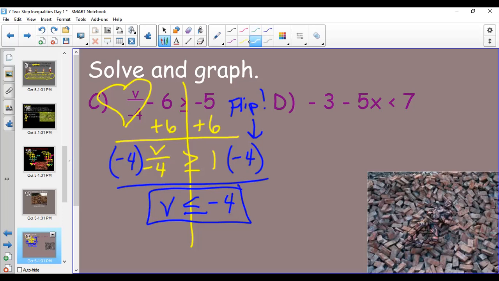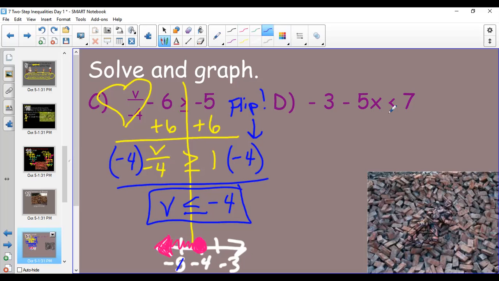Okay, we're going to graph this. Again, we want 3 numbers on the number line. -4. One smaller is -5, and one bigger is -3. And since it's equal to this time, we're going to put a closed circle. And it says v is less than or equal to -4. So we're going to shade the numbers less than or equal to -4.